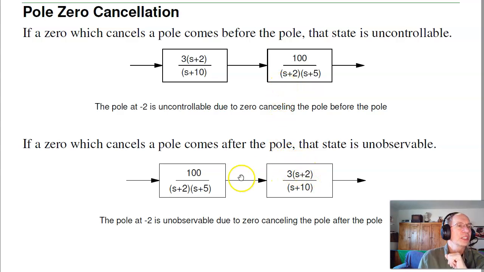If the zero happens after the pole, it's not observable. This pole has an energy state, but I can't see it from this output. So that's kind of one way to think about it. If the zero comes first, it's not controllable. Zero comes second, it's not observable.